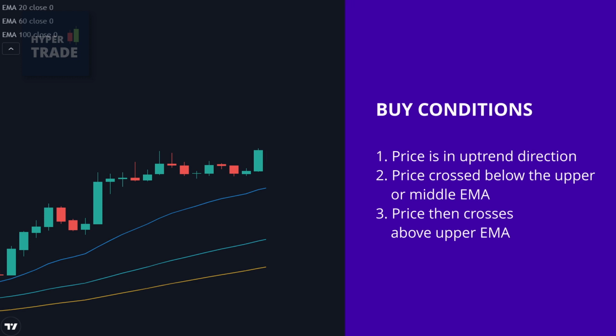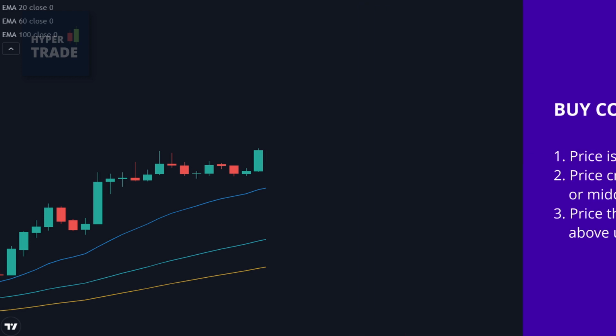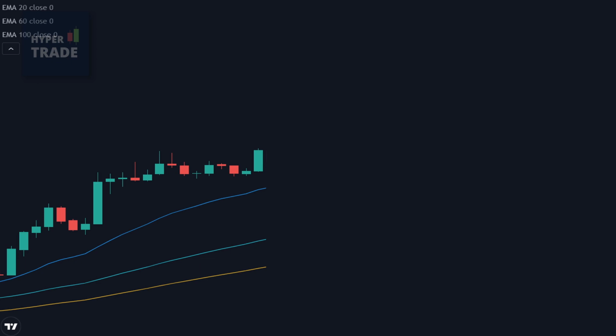To summarize our buy conditions, I'd like to simplify them as 3-step conditions. First, the price must be in an uptrend. Second, the price must pull back to the upper or middle line. Lastly, the price must cross above the upper line. Please pay attention or feel free to pause the video when you have any difficulties.